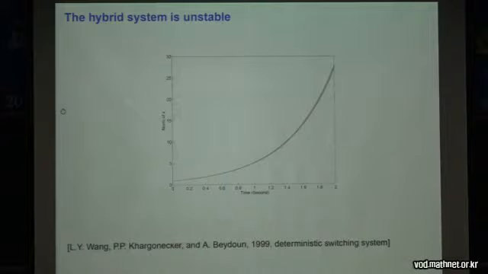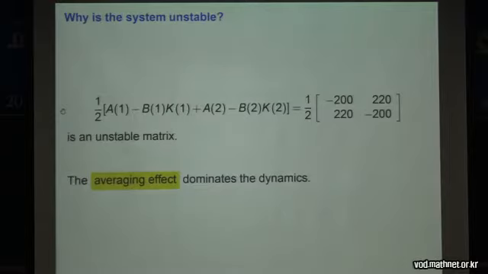Actually, they observed that, but they didn't really explain what is going on. However, we can explain this. If you take an average of those two matrices, by adding them up and dividing by two, you get this one. This one turns out to be an unstable matrix, meaning one eigenvalue is in the left half of the complex plane and the other is in the right half. So the average effect actually dominates the dynamics. The actual dynamics really just follow this average equation.